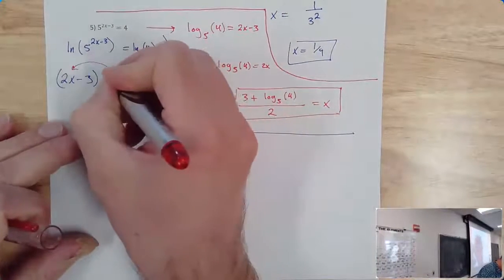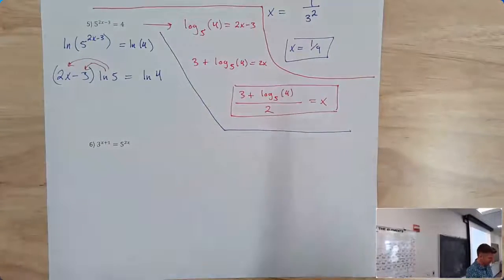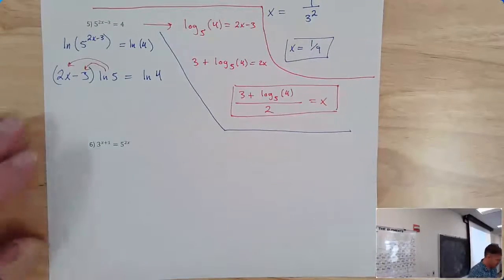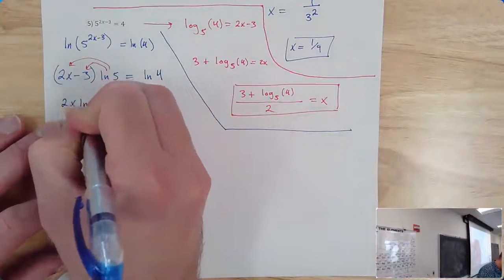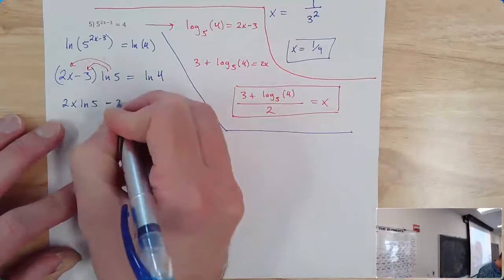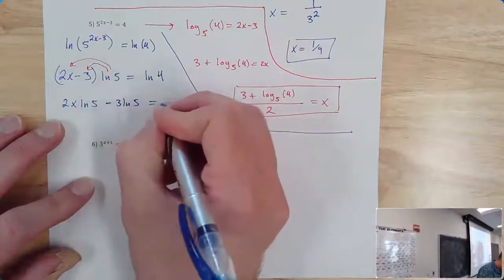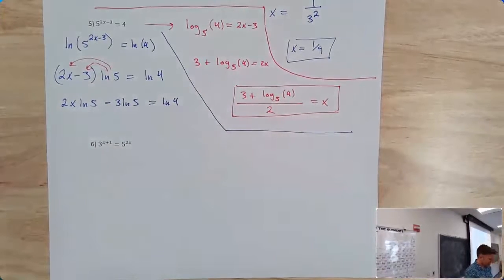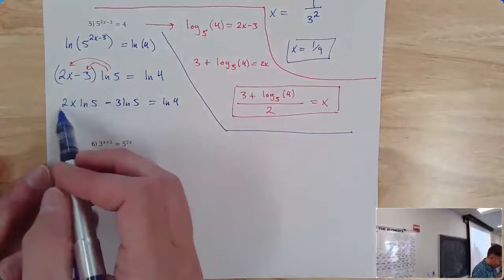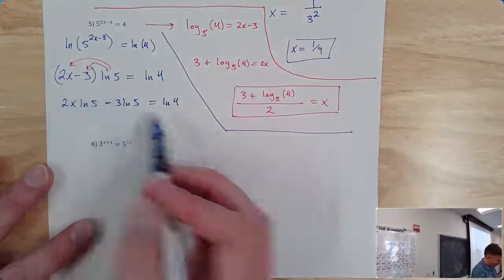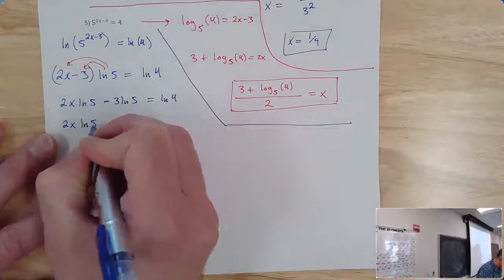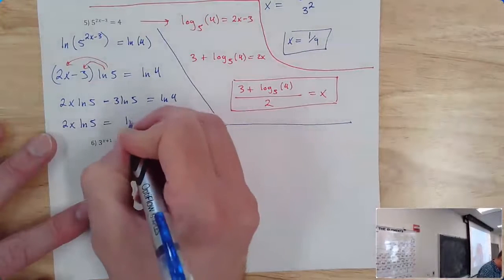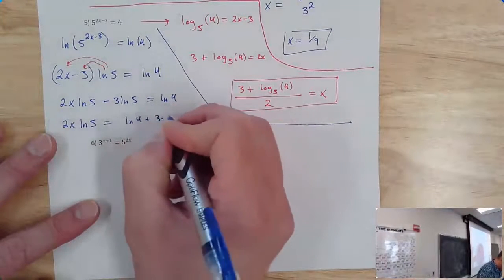But if you wanted to, you could totally divide both sides by natural log of 5 first, and then add 3 to both sides, and then divide both sides by 2. But then you get fractions and fractions, which I don't like. So I have 2x natural log of 5 minus 3 natural log of 5 equal to natural log of 4. I'm trying to solve for x, so I want to isolate x. This is the only thing that has an x in it, so I'm going to add the 3 natural log of 5 to both sides. So 2x natural log of 5 equals the natural log of 4 plus 3 times the natural log of 5.